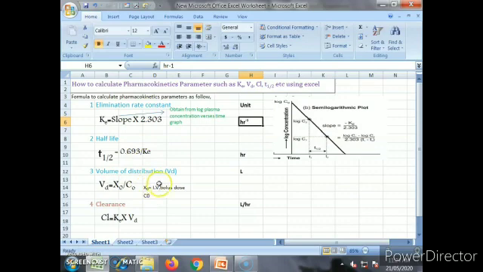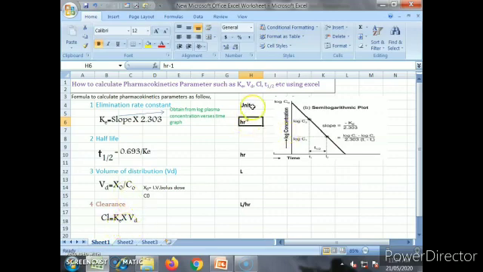Next is the volume of distribution. The formula to calculate the volume of distribution is Vd is equal to X0 divided by C0. X0 is nothing but the initial dose which is given to that patient, that is an IV bolus dose, divided by the plasma drug concentration. Next is the clearance. The formula to determine the clearance is Ke into Vd. So we have determined the Ke from the first equation, elimination rate constant, and we will put the values of Ke and Vd and get the clearance.